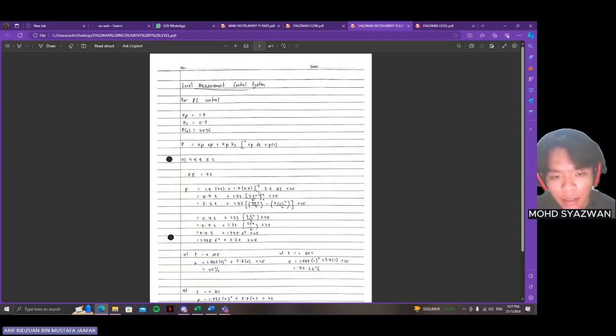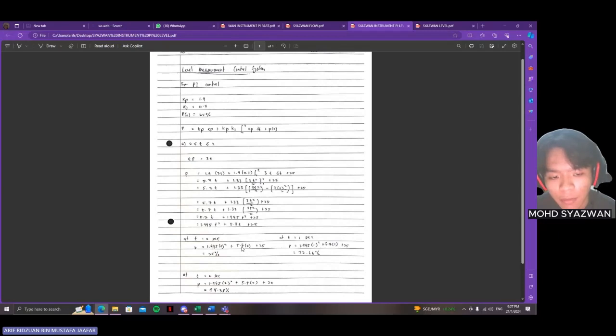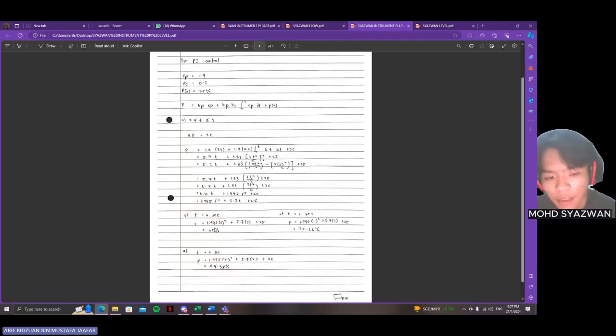0.7 is KP. 0 until T, 3T dt plus 25.5 is the percentage of P0. So after we calculate this, we get the final answer, which is 1.995 T squared plus 5.7 T plus 25. And same as before, we plug in the time. The time for this, I start with 0 second. 1.995 in bracket 0 square plus 5.7 in bracket 0 plus 25, and I got the 25%.